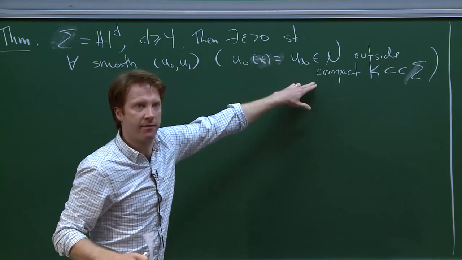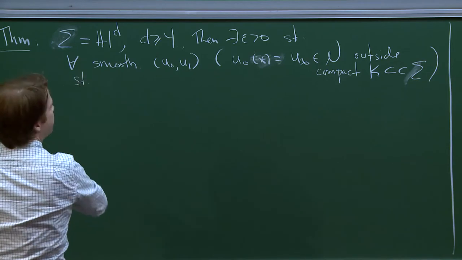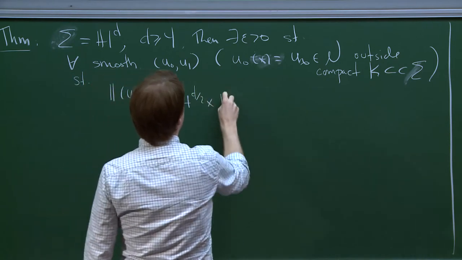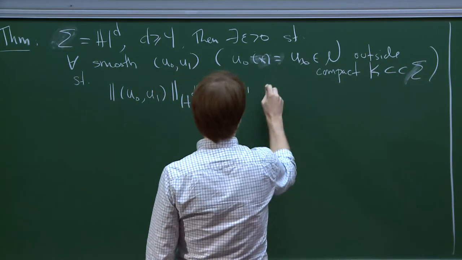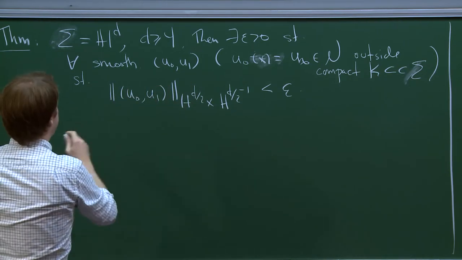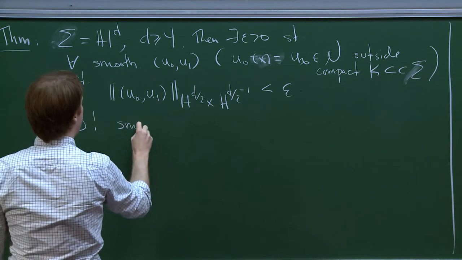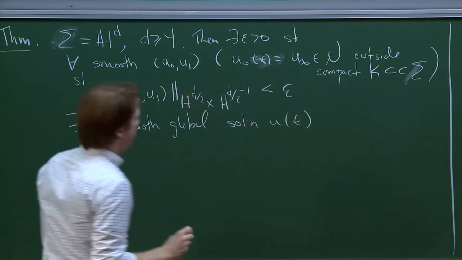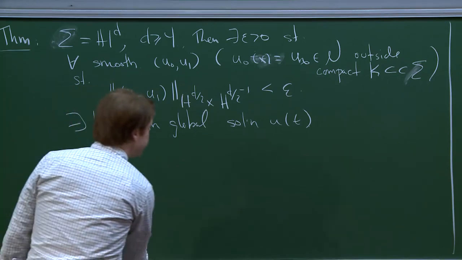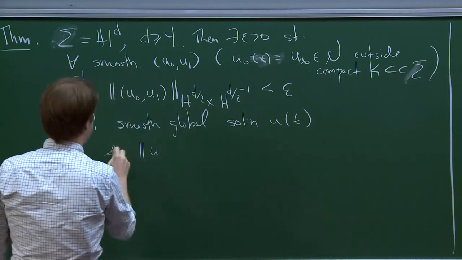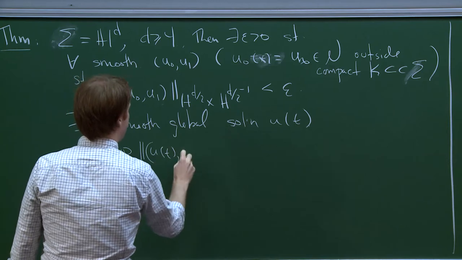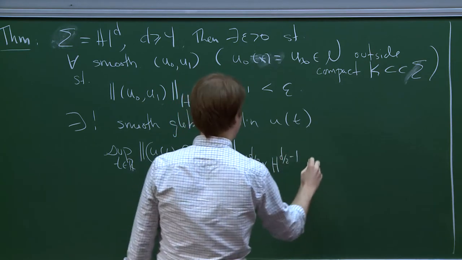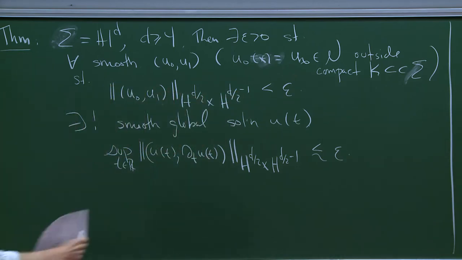In the case of a map, this means it's a constant map outside of a compact set, with small critical norm. So (u_0, u_1), measured in the Sobolev space H^{d/2} cross H^{d/2-1}, is less than epsilon. For any such data, there exists a unique, smooth, global in time solution u(t). Moreover, we can say that the same norm of (u(t), dt u(t)), the sup in t, stays around the size epsilon.